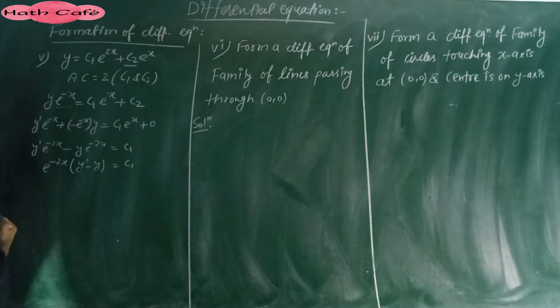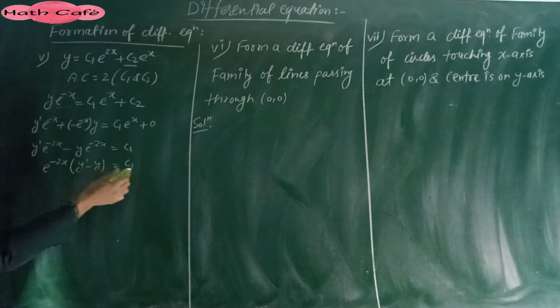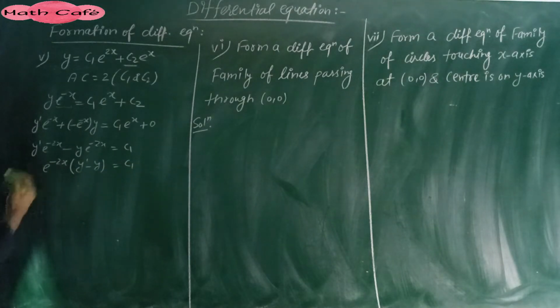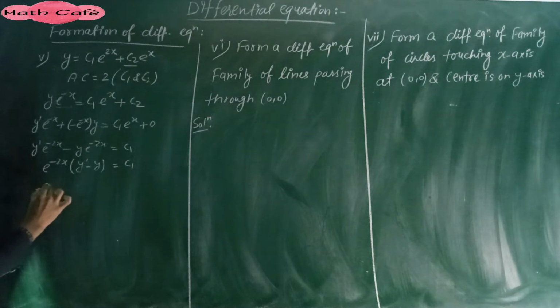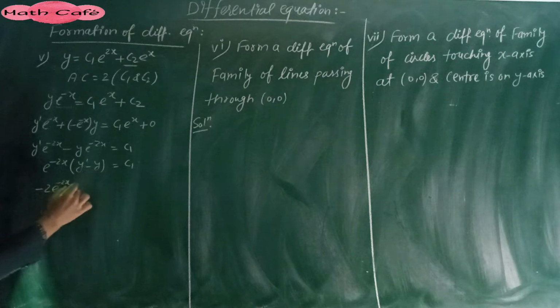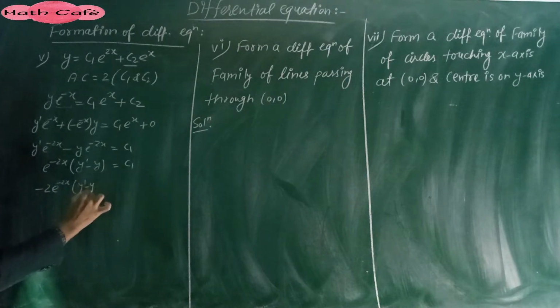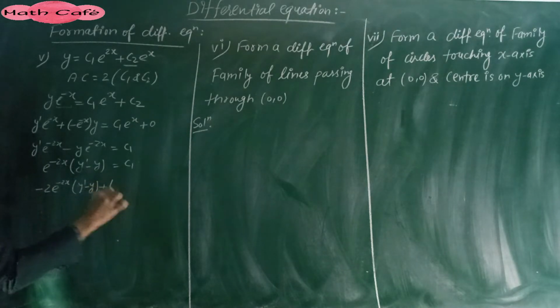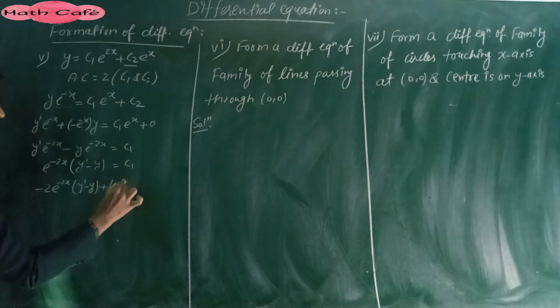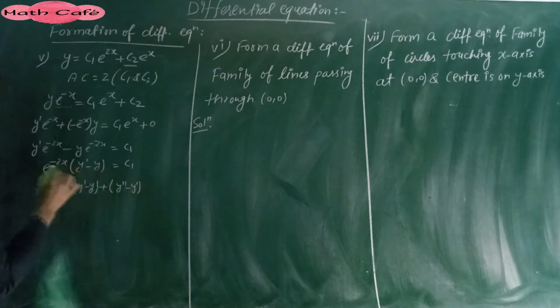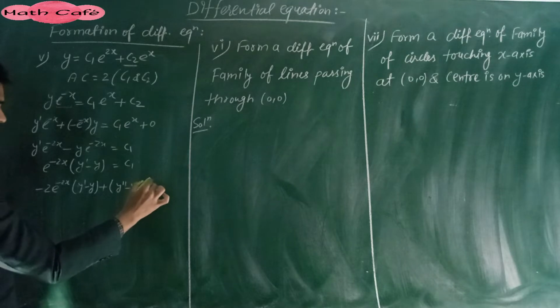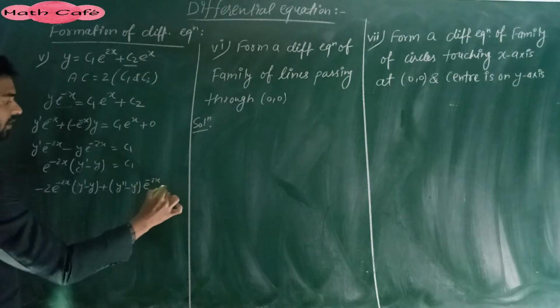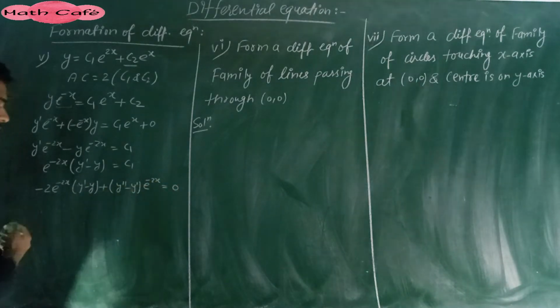That is C1. So I am again differentiating this expression with respect to x. So this will become minus 2 times e raised to minus 2x. Again I am using product rule. So y dash minus y will be as it is, plus differentiation of this expression will become y double dash minus y dash, and this will be constant e raised to minus 2x. So differentiation of C1 will be 0 here.